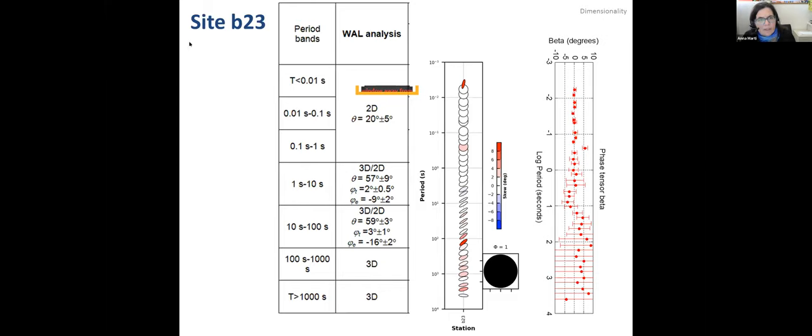Taking again the example that I showed you from the VETIX data set, here I plotted, in this table, the results of the Waldim analysis, which showed 2D at short periods, 3D over 2D at middle periods, and 3D at long periods. And here I plotted the phase tensor ellipses. And it totally agrees, as we should expect. Here it is important to see that as the period increases, the value of the skew, which is the beta angle, is higher. And here I also plotted the beta angle with its errors, which is also important to take into account, the error estimation of these parameters.